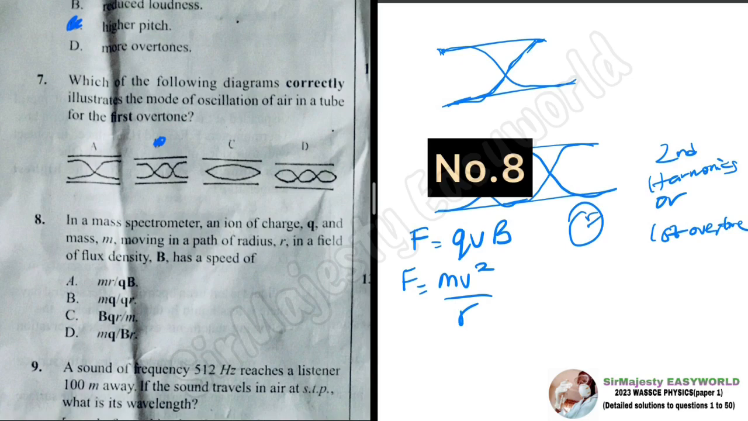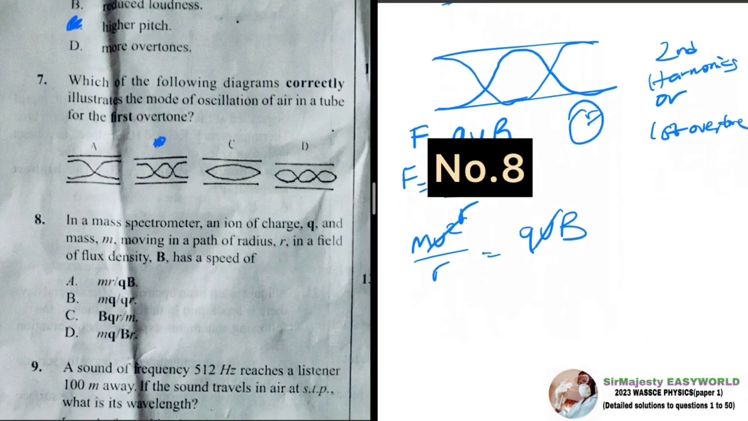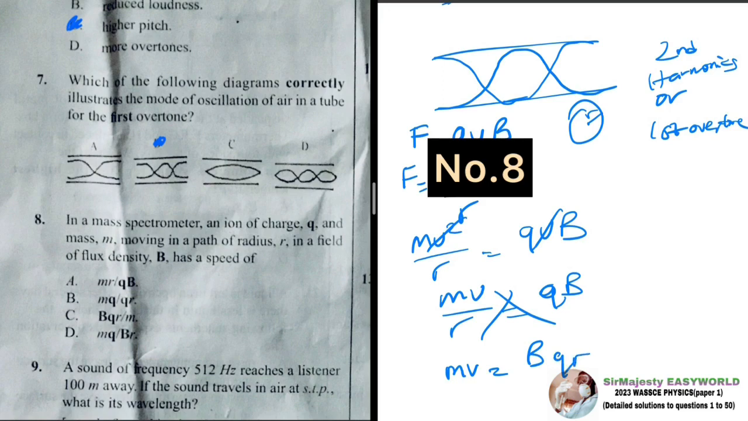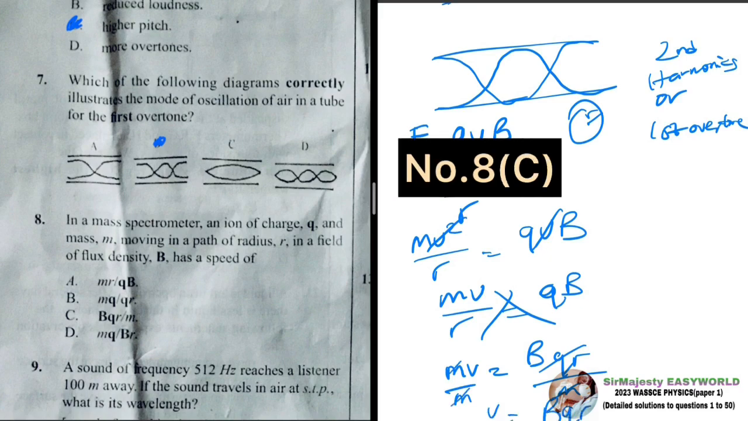So we're going to equate both of them together because it's still the same force. So this will be mv squared over r is equal to qvb. I need to cancel out one v from here, so it will remain one more v here. So that will be mv over r is equal to qb. Cross multiplying, that will be mv is equal to bqr. To make v the subject of the formula, I'm going to divide both sides by m. So v is equal to bqr over m. So our correct answer is C.